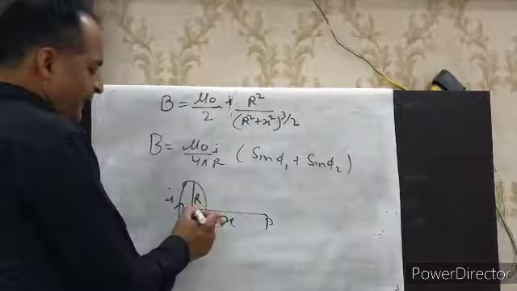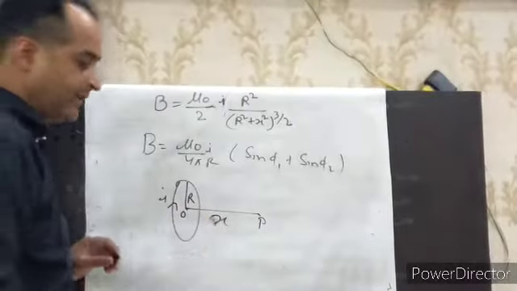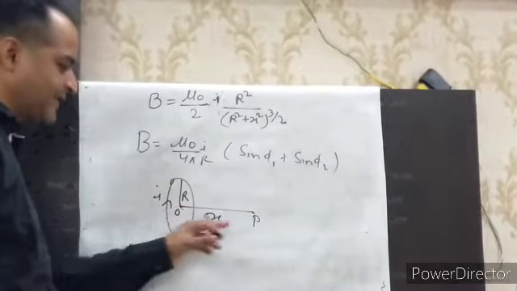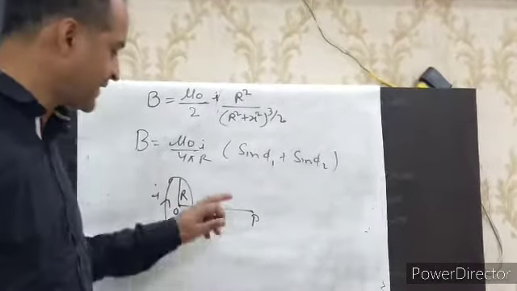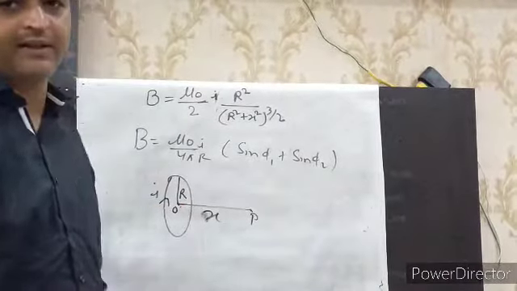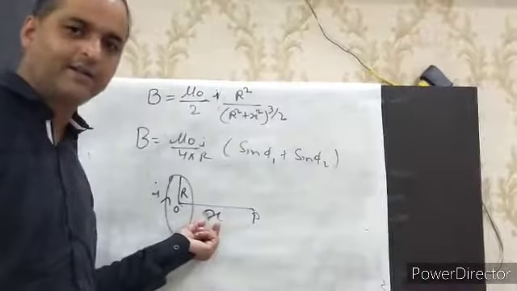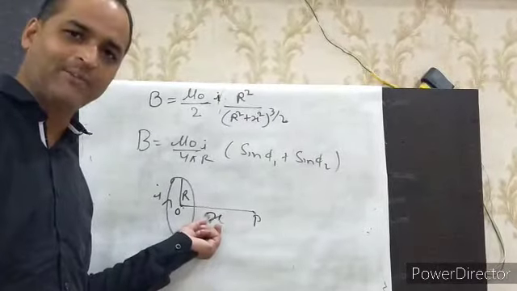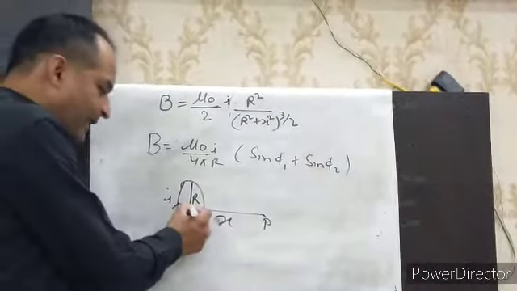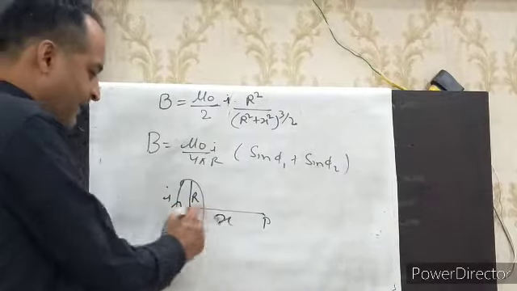Okay. Suppose we have to find the magnetic field at the center. Then x will become 0, because x is the distance of the point where we have to find the magnetic field from the center.